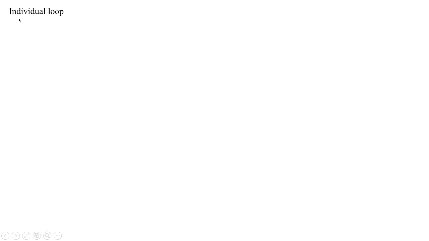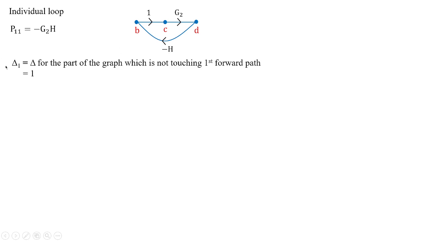Now, individual loops. From the given graph, we have only one loop. What is that loop? Starting from B, going to C, going to D and coming back to B. That is minus H, and from B to D we have G2. So the loop gain is nothing but minus G2H, minus because of minus H. And delta 1 is equal to delta for the part of the graph which is not touching the first forward path, that is nothing but 1 minus 0.